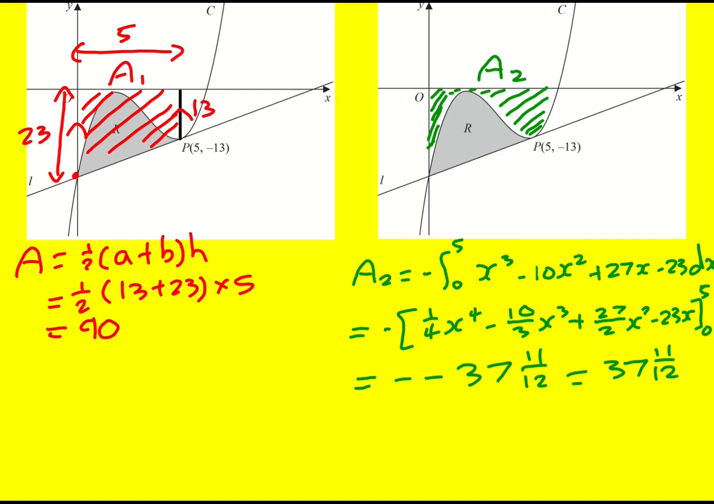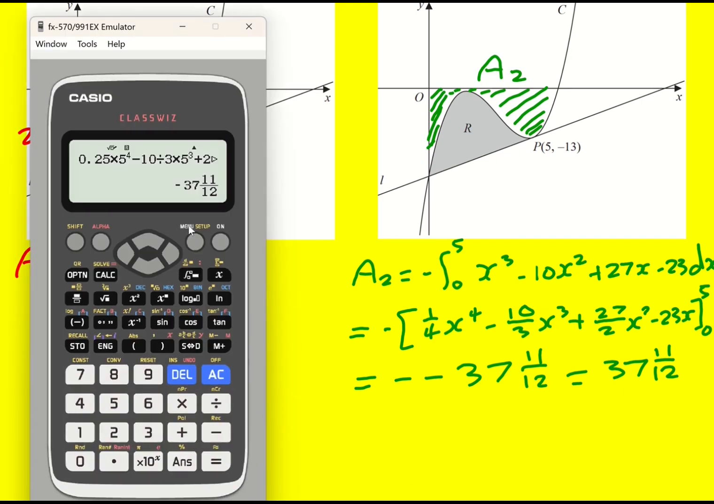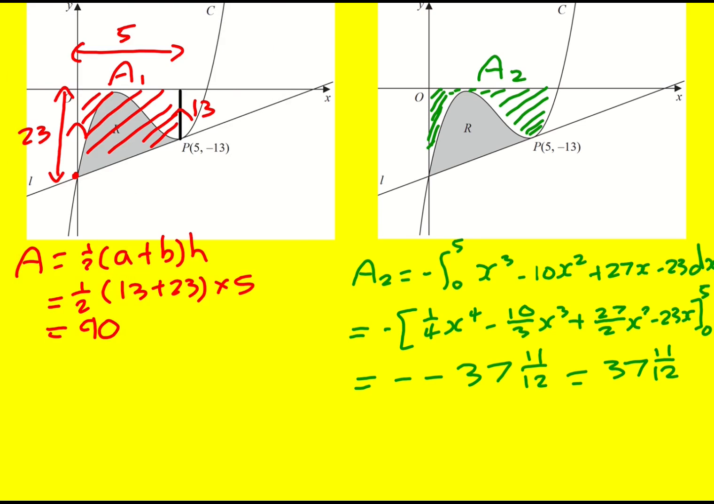I did say I wasn't going to use the other functions. It's probably worth checking, okay? Even though we need to show the working, it's not going to take long to just do the integral using a calculator. And then again, we get the negative. So that's good. I'm very confident with that.